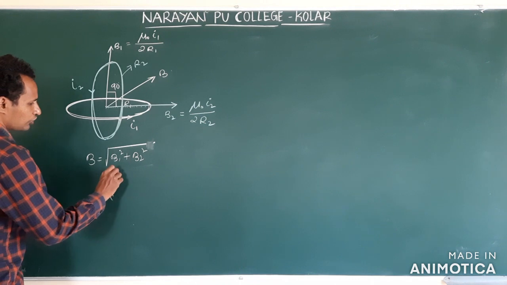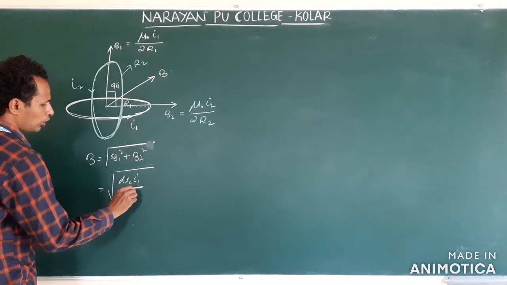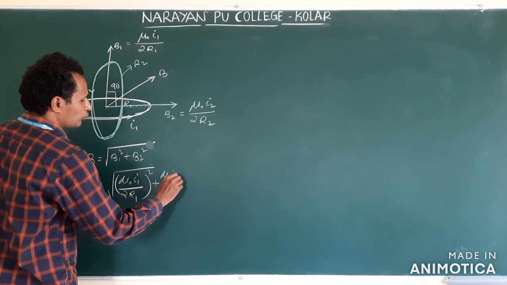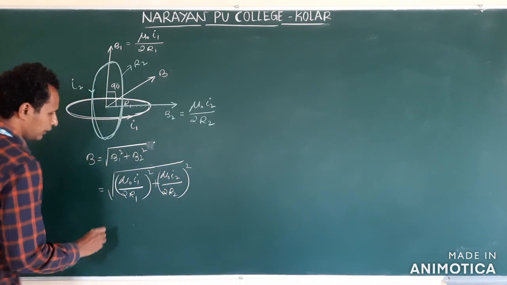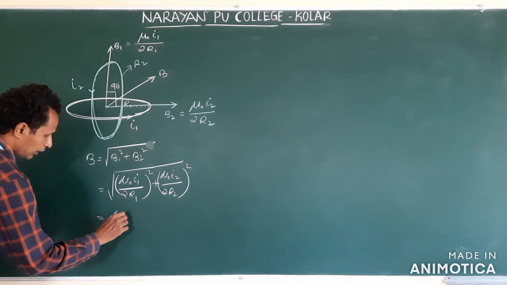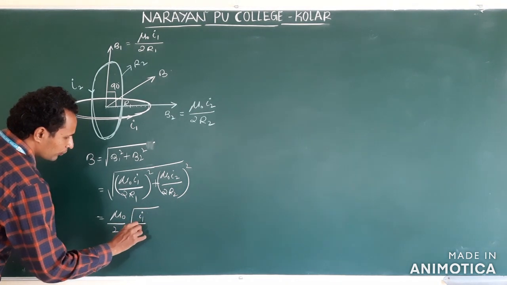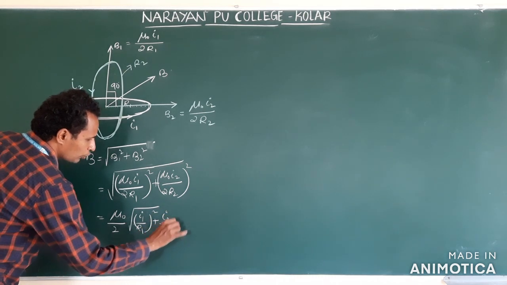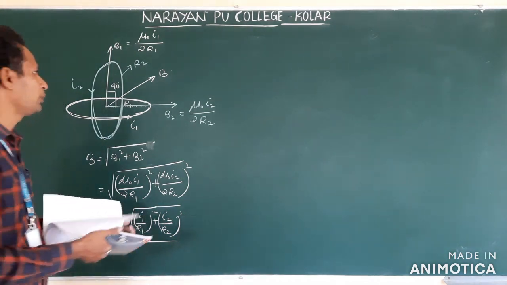Now this, if you substitute, then mu naught I1 by 2 R1 square plus mu naught I2 by 2 R2 square. Clear? Mu naught square by 2 square, take it common, so this will come out mu naught by 2. This we will write under root of (I1 by R1) square plus (I2 by R2) whole square. Remember this formula. Now come to our question.